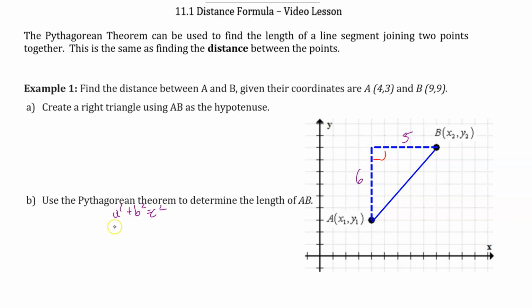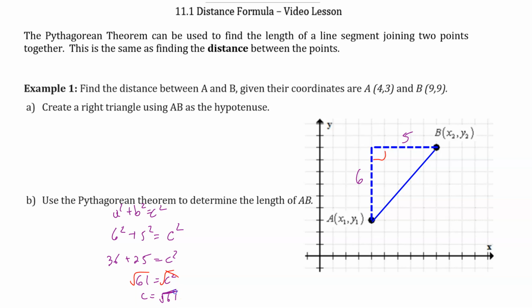I can now plug in my 2 legs, which is 6 squared and 5 squared, and that would equal my hypotenuse, which I'll just call C. In this case, 36 plus 25 has to equal C squared. If I add those together, I get 61 is equal to C squared. If I now want C alone, I take the square root to undo the squared portion. So the hypotenuse, the length of A to B, is radical 61.